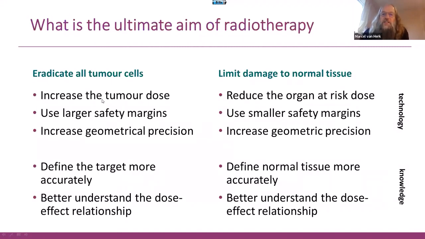So what is the ultimate aim of radiotherapy? Well, first it is to eradicate all tumor cells. And you can do this by increasing the tumor dose, using larger margins, basically treat more of the patient. But eventually you want to increase the geometrical precision such that you can limit damage to the normal tissues. So you want to reduce the organ at risk dose, you want to use smaller, safer margins, but again, with increased geometrical precision. But in terms of knowledge, you need to define your target accurately and your normal tissues accurately, and you need to understand the dose-effect relationship.